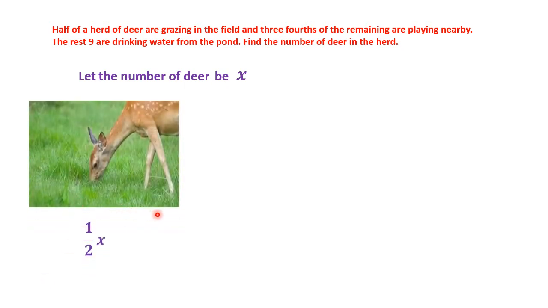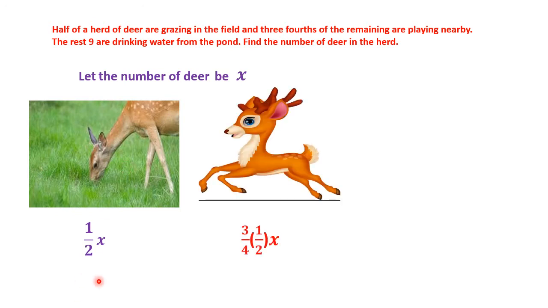As you can see, the first illustration in which the deer is grazing, and that is what is in the question. Half of the herd of deer are grazing. So half of X are grazing. In the second illustration, you will see a deer playing. So here the deer is playing, and as goes the question, 3/4 of the remaining. Now what means the remaining? So let me explain you.